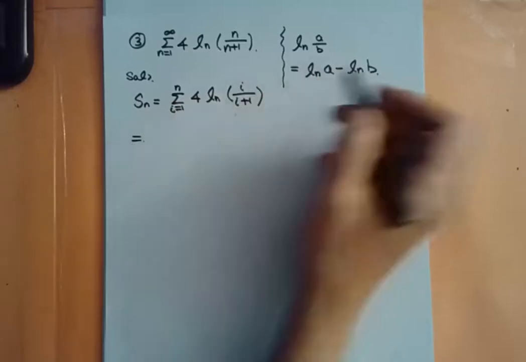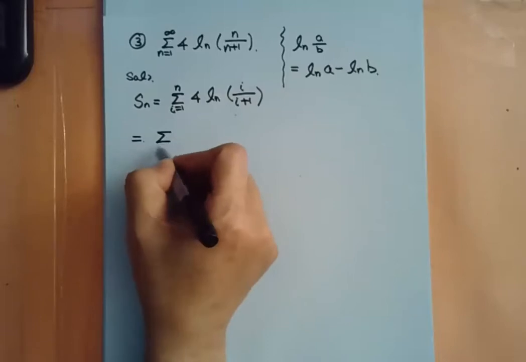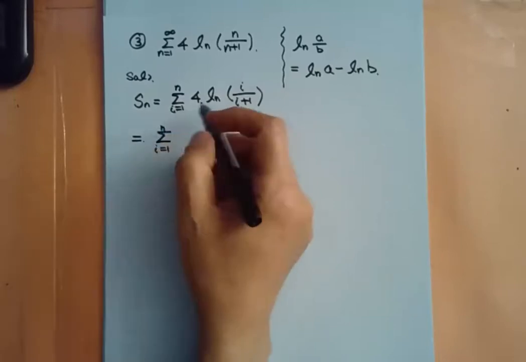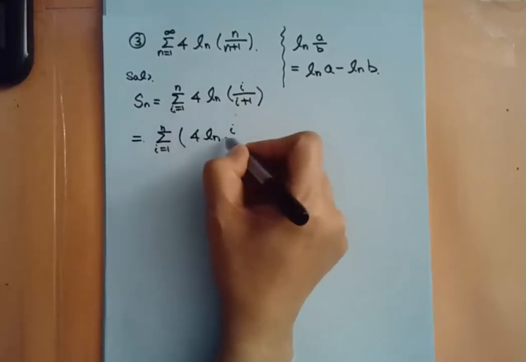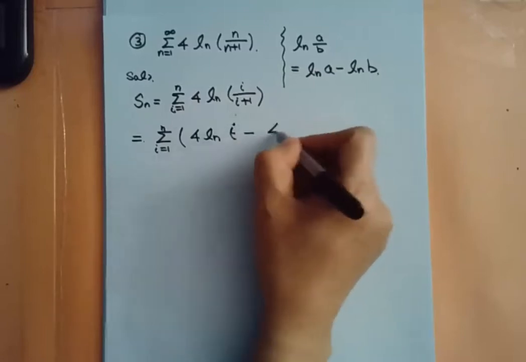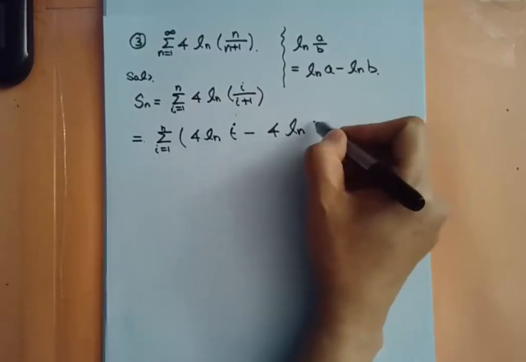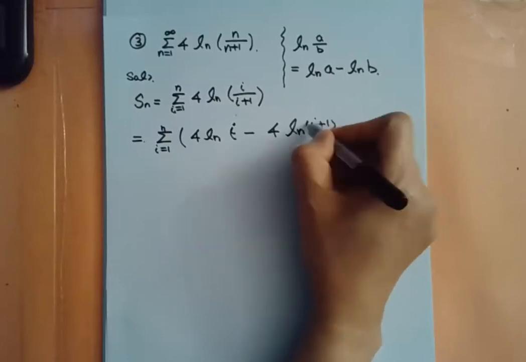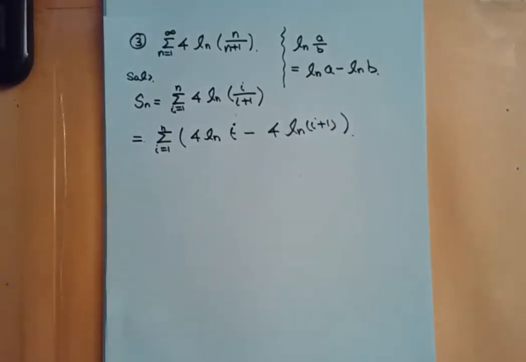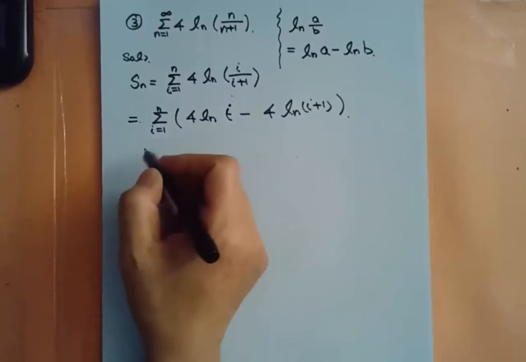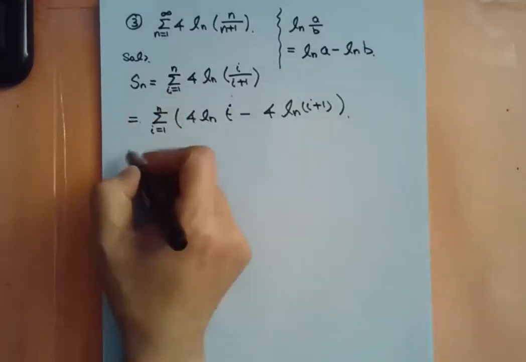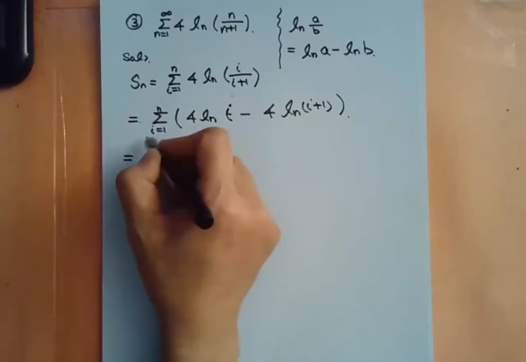So by using this property, the way we will express Sn will be 4 natural log of I minus 4 natural log of I plus 1. So any question about this? No question? Clear? So this time, we will do the same thing. So we start I equals 1.